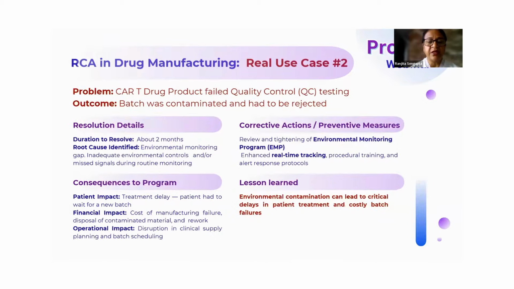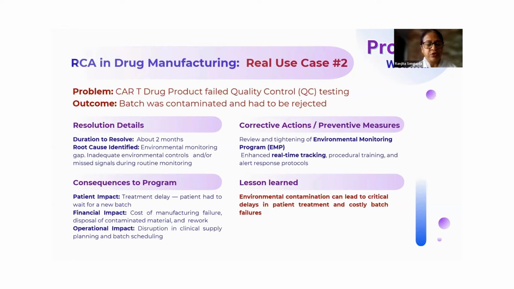Next. The second real use case was to do with an environmental problem, which was a contamination. So here what happened, we manufactured our CAR T drug product. It was in a GMP facility, but when we went to test it for release, we found the batch contaminated, so it had to be rejected. This took about 2 months for us to resolve. And basically, the root cause identified was that there was a contamination in the environment, unfortunately, which got transmitted into our final drug product.